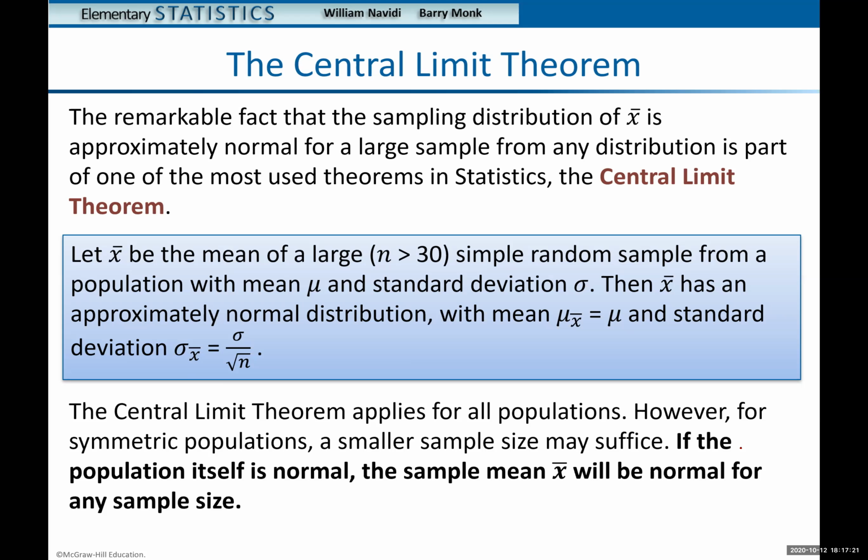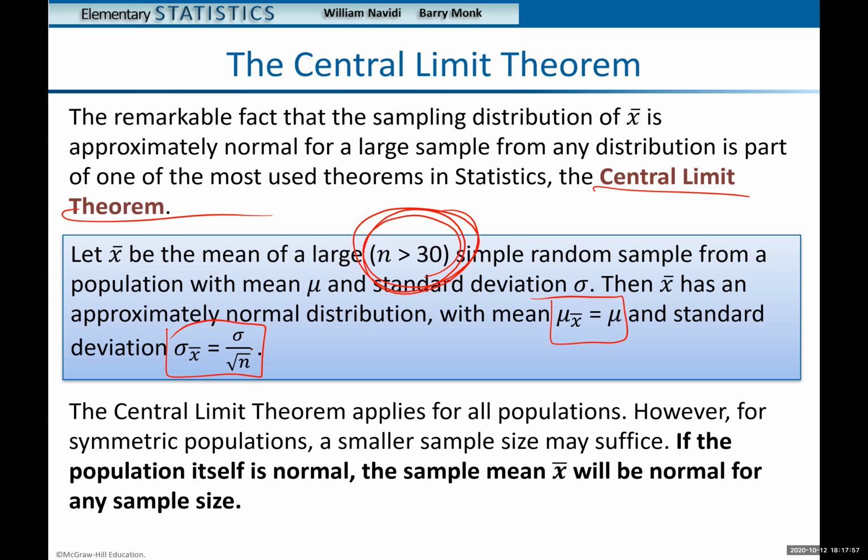And this is very important if you need to copy this. Central limit theorem: let X bar be the mean of a large sample, n greater than 30, a simple random sample from a population with a mean mu and a standard deviation sigma. And with that, we just need to use these formulas, like what we did earlier. The mean of all the means is equal to the population mean mu, and the standard deviation of all the means is equal to the standard deviation over the square root of n.